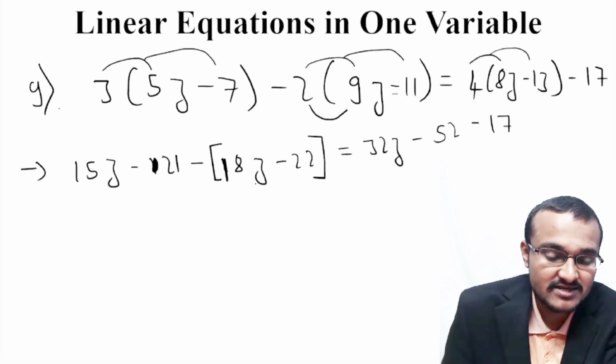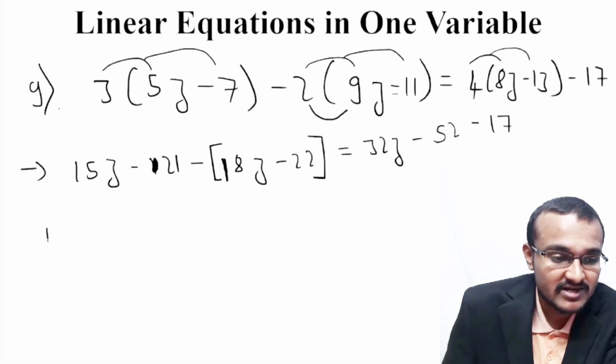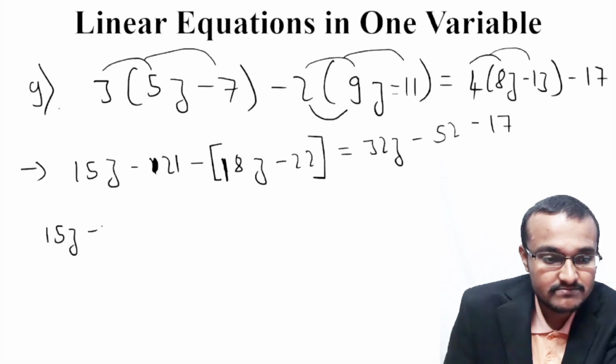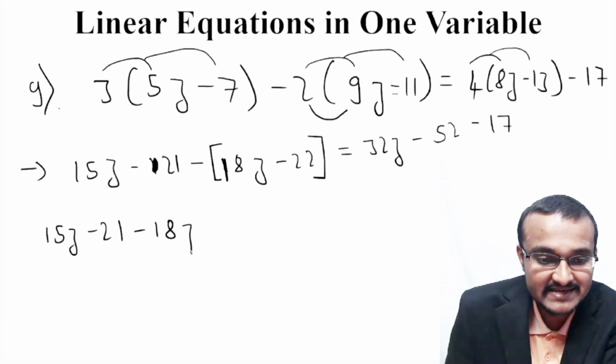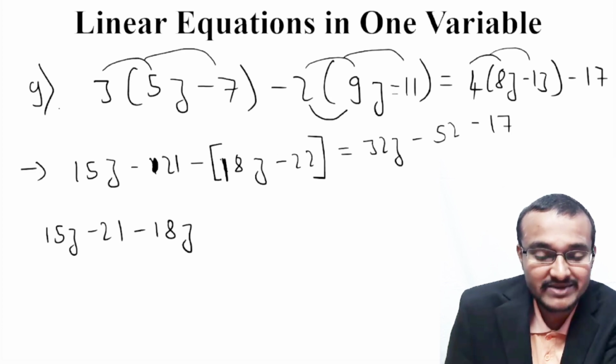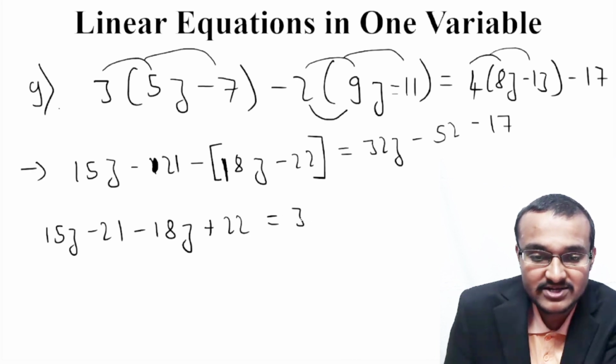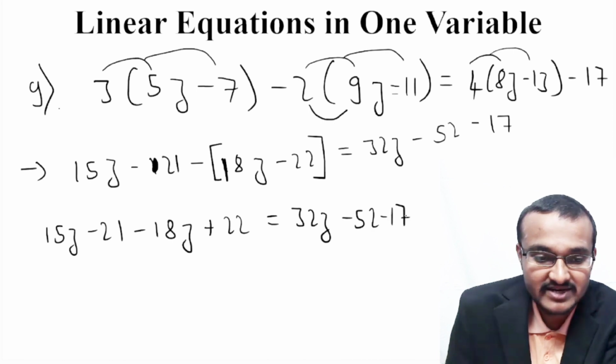Now you can bring this term outside the bracket. So it will become 15z minus 21. When you bring this 18z outside, here outside minus is there, so it will become minus 18z. Here minus is there, here also minus is there, minus into minus becomes plus 22, is equal to, on the right hand side you have 32z minus 52 minus 17.